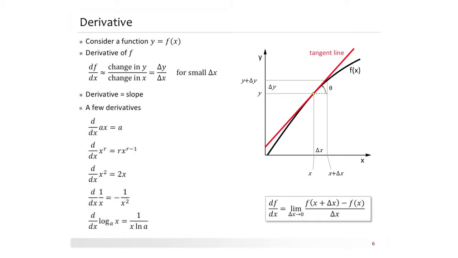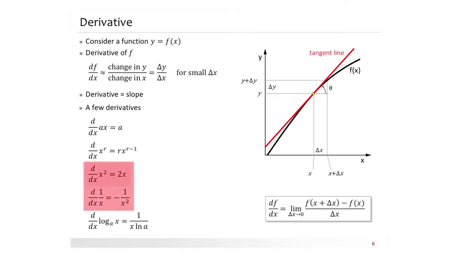Now, these are a few derivatives of functions. You can calculate these things analytically, and I'll just show you a few examples, which I'm going to use later in the talk. If you calculate the derivative of a very simple function, this is our function f, it's a times x, where a is a constant. When you take the derivative, you get a. Derivative of x to a power r, where r is a constant, is r times x to the power r minus 1. It's a simple formula.